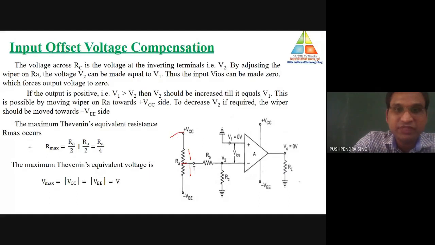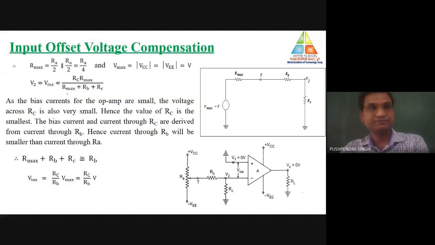And when both are connected to ground, in the case of Thevenin equivalent resistance, we need to connect it to ground potential. That means from this point to this point and this point to this point, both are in parallel to each other. Here Ra by 2, here also Ra by 2. So Rmax is Ra by 4. Similarly, the maximum Thevenin voltage is plus minus the supply voltage, denoted as V.